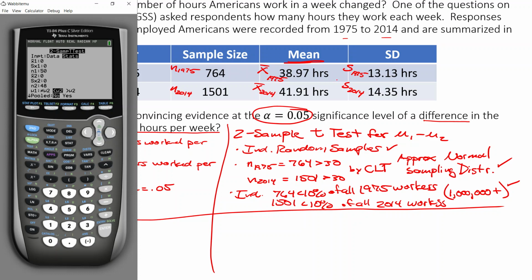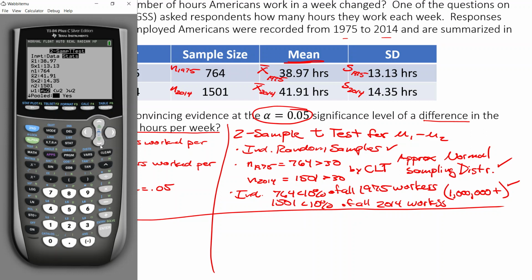So we'll say the first row is all 1, and the second row is all 2. Our original mean is 38.97 hours per week, and the standard deviation for that one is 13.13. And the sample size is 764. Big sample size for means. The next one, we've got 41.91 hours worked per week, and a standard deviation of 14.35. So the standard deviation is a little bigger there too. And 1501 is the sample size.